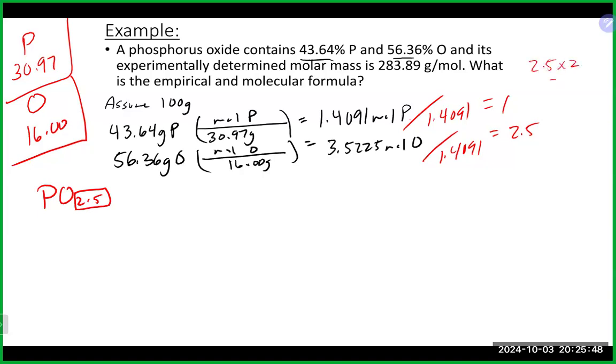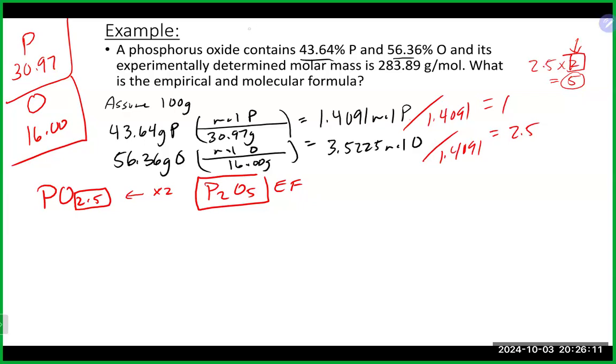So as we talked about earlier, if we multiply that by 2, that will give us a whole number. So we do want to actually multiply by the factor of 2. So we're going to take this guy basically and multiply both things by 2. That will give us P2O5 as our correct empirical formula. Any questions on that there?